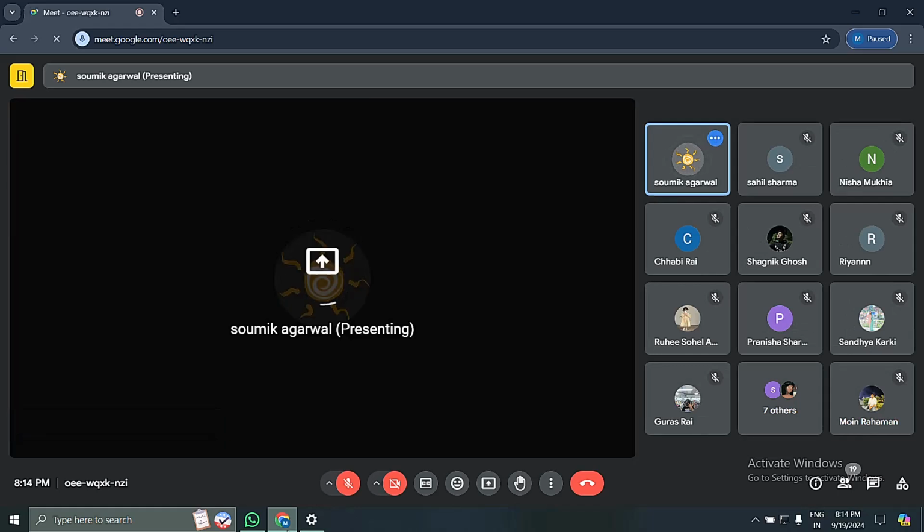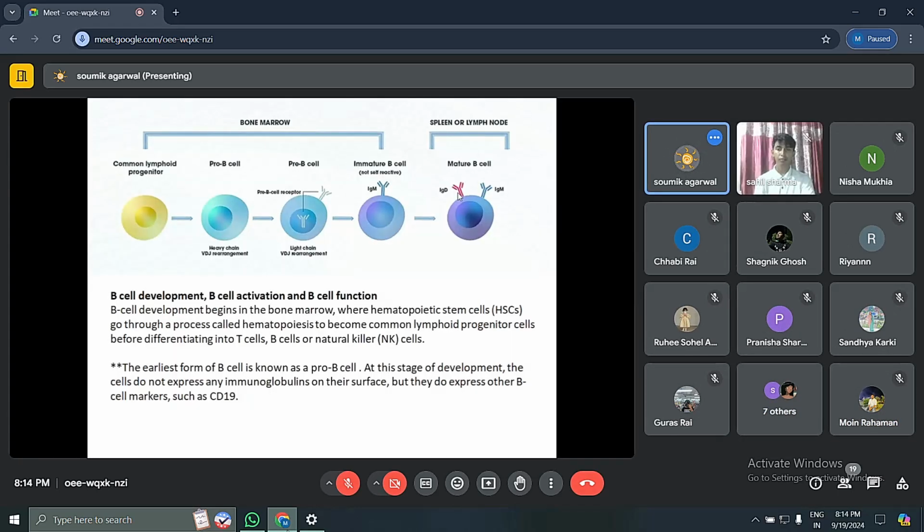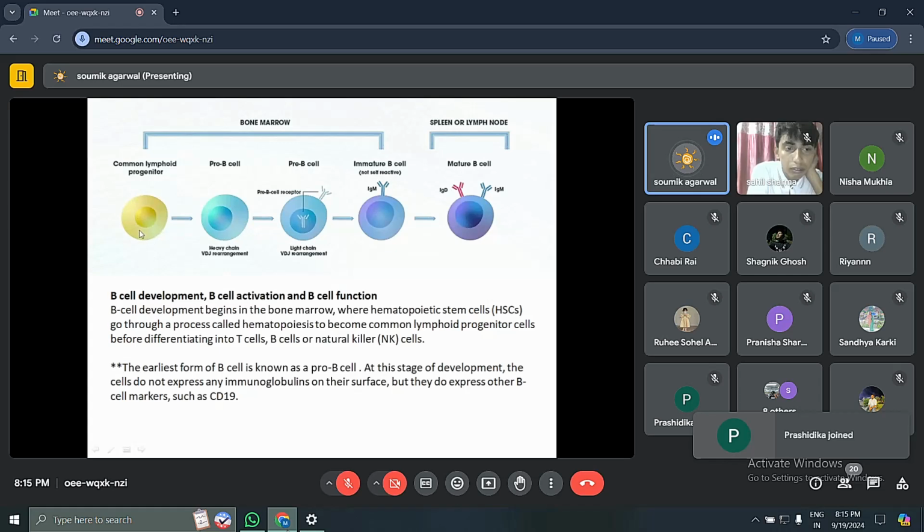Okay. Here, what happens? B cell development, how B cells are developed, B cell activation and function. B cell development begins in the bone marrow, where hematopoietic stem cells go through the process called hematopoiesis to become common lymphoid progenitor cells, before differentiating into T or B cells. So this is the common lymphoid progenitor. From here it can become a B cell, a T cell, or an NK cell. For here, our consideration is the B cell.